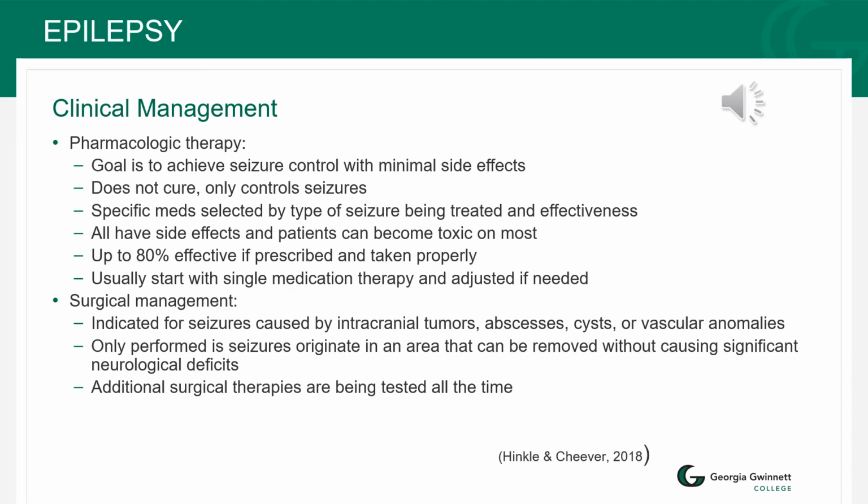There are specific medications based on the type of seizure and how effective they are for that seizure. Again, a lot of side effects with the anti-epileptics, and the patient can be toxic on them. The medication can be effective for up to 80% of the people if they're prescribed and taken properly. And then usually the healthcare providers will start them on one medication, and if that's not working, they can take them off of that or add an additional one and adjust it as needed.